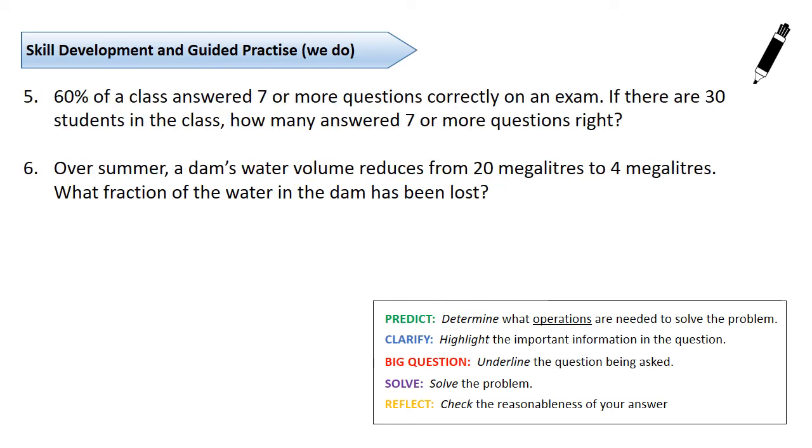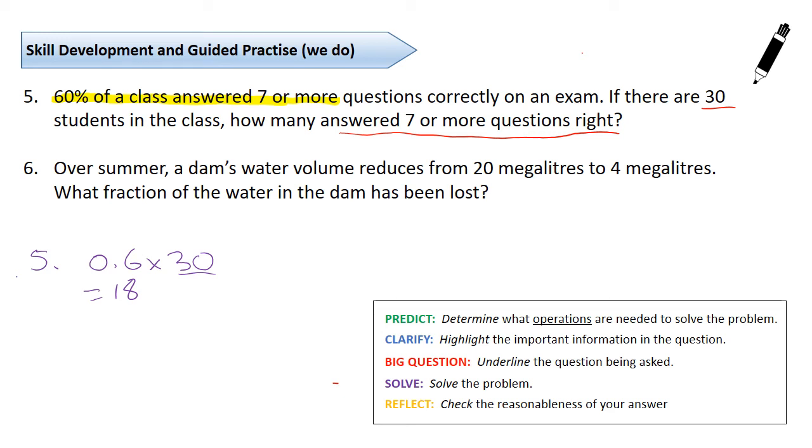Okay, 60% of the class answers 7 or more questions correctly on an exam. If there are 30 students in class, how many answered 7 or more questions right? So let's look. Important information, 60% of the class answered 7 or more questions correctly. And if there are 30 students in the class, so that's 30 in total, how many answered 7 or more questions right? So 60% as a decimal is going to be 0.6, and we've got a total of 30 in class, so 0.6 times 30 is 18.